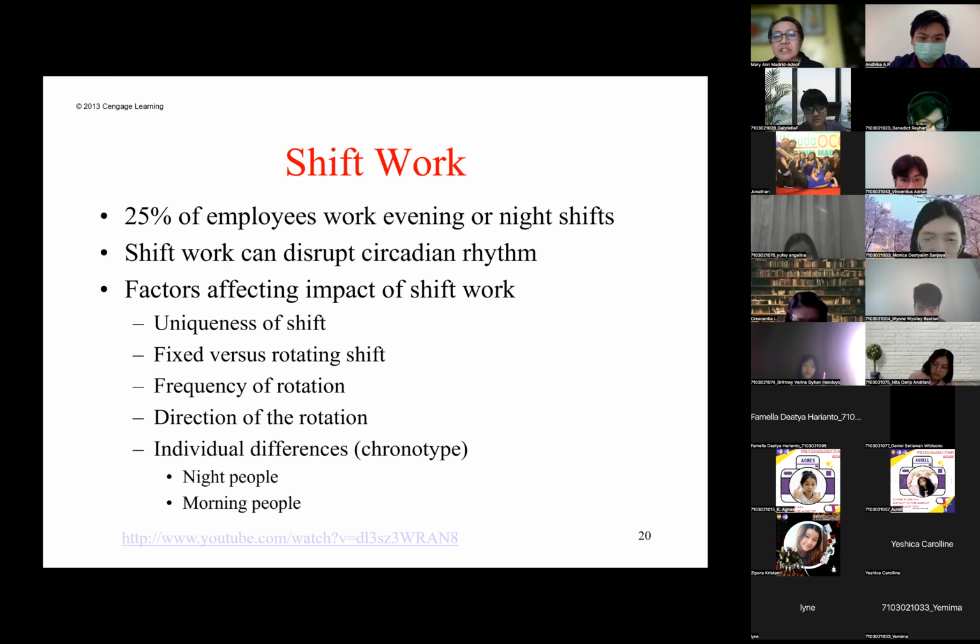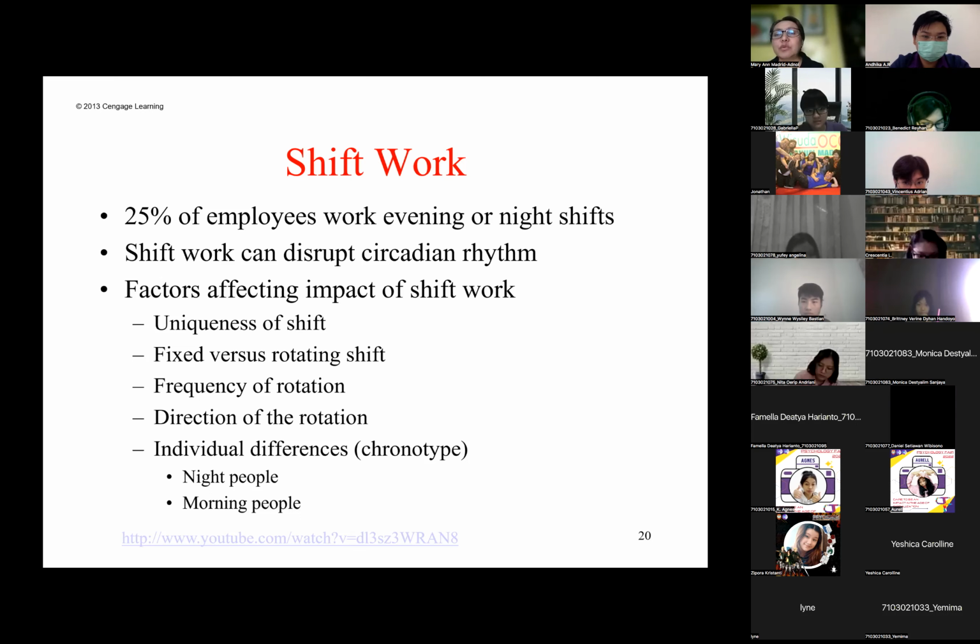So if your circadian rhythm is disrupted because of the night shift, there will be more stress. Why? Because you will not be able to sleep well. You will feel so tired because of being unable to sleep, and this can lead also to irritability, no? So there are factors affecting the impact of shift work. Studies show that being involved in evening or night shifts depends on how unique the shift is. For example, if it's the first time of the employee to have this kind of schedule, definitely it will be more stressful. If it's a rotating shift, meaning you have it this month, next month you have the regular time, it rotates.